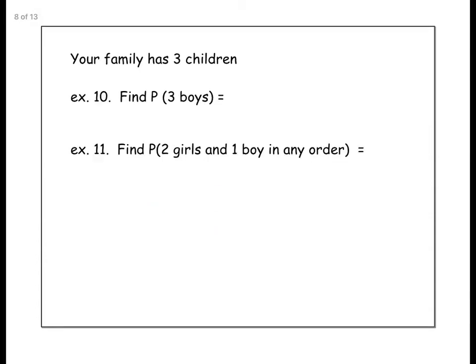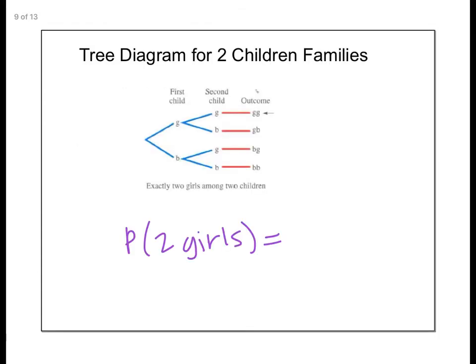Okay, next problem says your family has 3 children. Find the probability of there being 3 boys, and find the probability of having 2 girls and 1 boy in any order. Okay, we're going to look at some sample spaces again to help us with this problem. This is an example of a tree diagram for two-children families. So this is where there's only 2 kids and not 3. We're just going to look at this first.